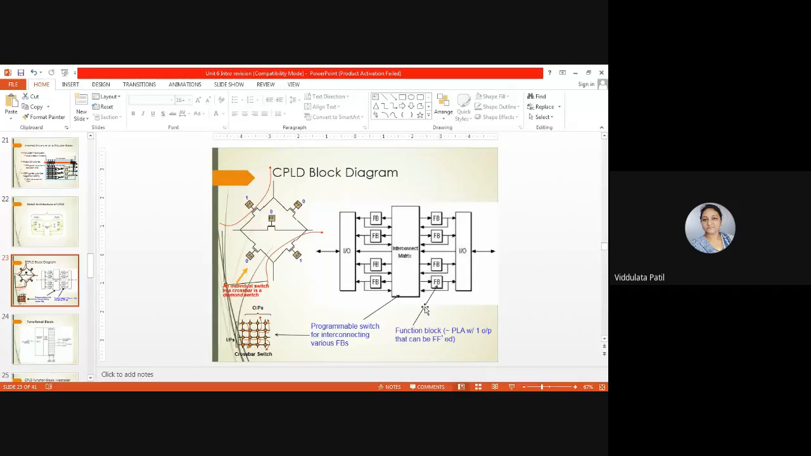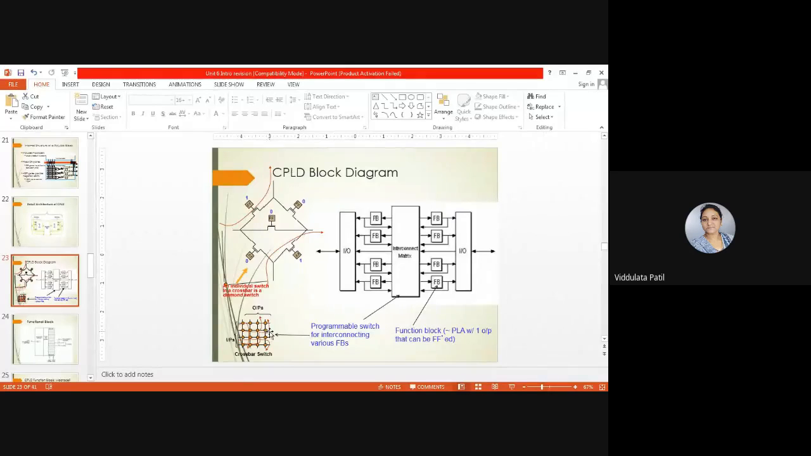So commonly, all CPLDs will have functional blocks, that is a logic block, then the interconnect matrix, that is the interconnections, and then IO blocks. These are the blocks which are present in a CPLD. So that we have seen earlier, and now whatever is in the interconnect matrix, that is a crossbar switch. Because of this crossbar switch, we can do the connection between the inputs and outputs. Wherever we want to connect, using these crossbar switches, we can do the connection.